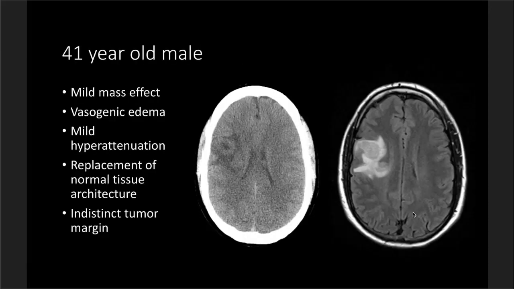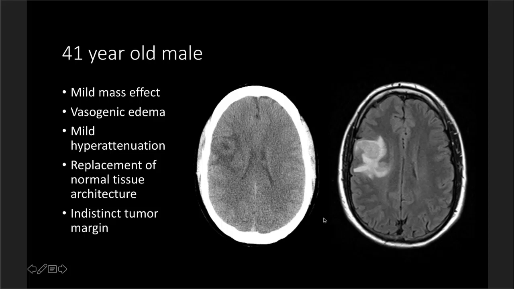Next case, 41-year-old male. We have non-contrast head CT and T2 flare image. On the head CT, you can see this ovoid area of mild hyperattenuation, so it's about equal to gray matter in attenuation, and we have surrounding vasogenic edema and mild mass effect. On the flare image, you can see this replacement of the normal tissue architecture, that intermediate signal on T2 flare, and the surrounding vasogenic edema.